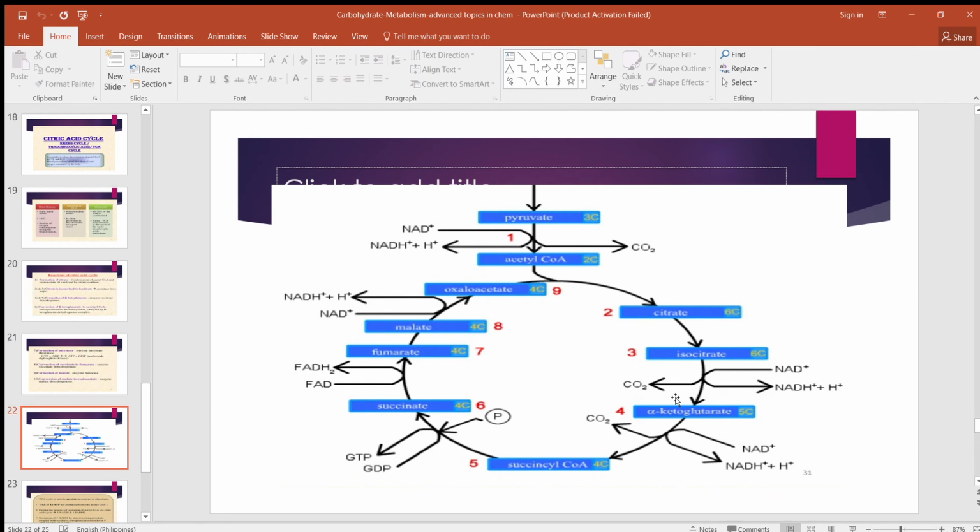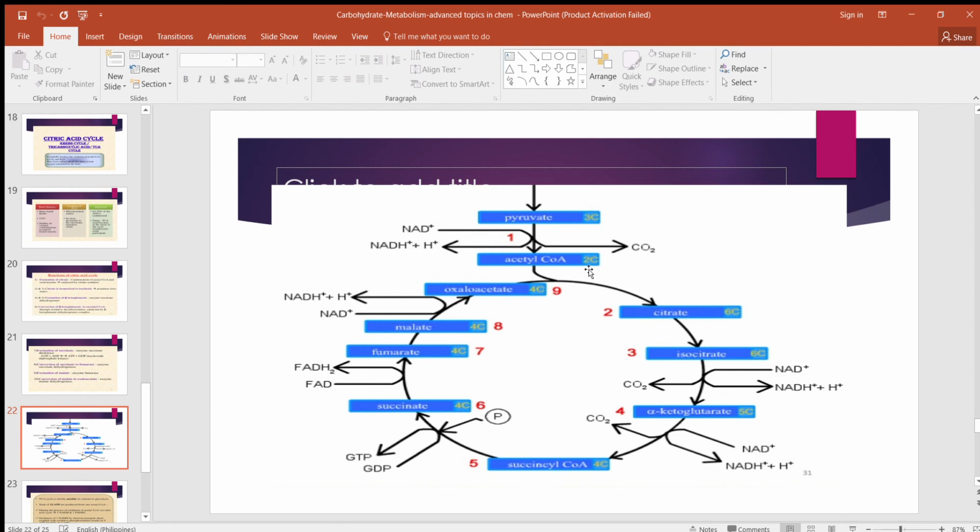Yan po. There are 10 steps. Meron tayong 10 steps. So this is the schematic diagram. As I have said, yung inyong pyruvate are 3 carbon atom na dapat ma-convert into acetyl coenzyme A na 2 carbon atom. Yung acetyl coenzyme A together with oxaloacetate are enzymatically incorporated into form citrate after.